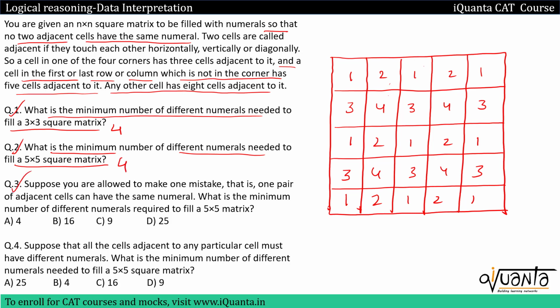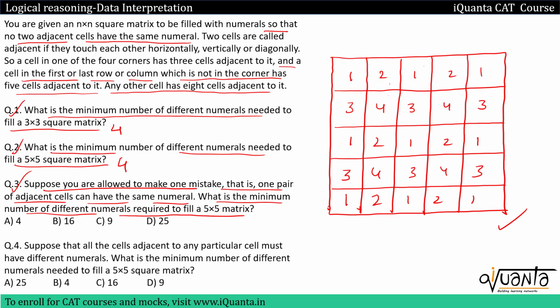Let us solve the third question now. Suppose you are allowed to make one mistake, that is, one pair of adjacent cells can have the same numeral. What is the minimum number of different numerals required to fill a 5 cross 5 matrix? So now we are allowed to make one mistake. That means one pair of adjacent cells can have the same numeral.